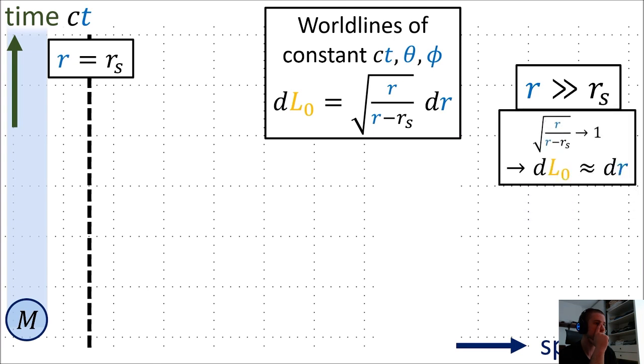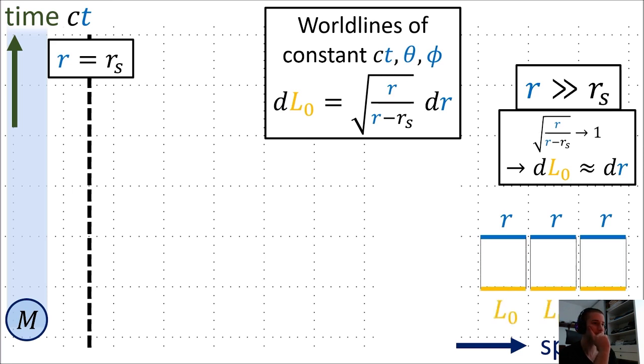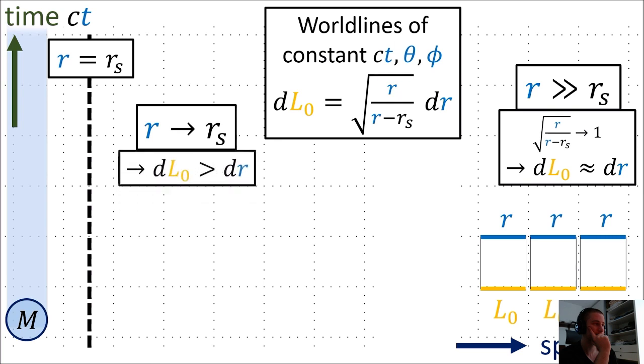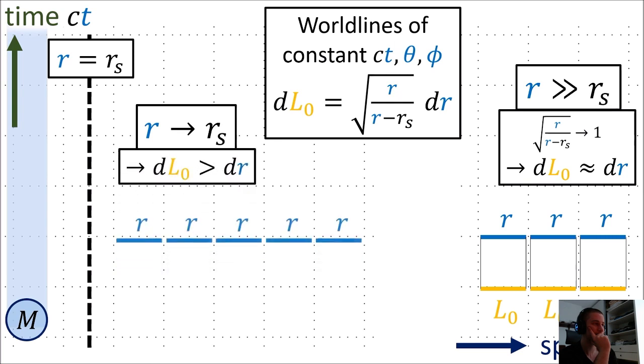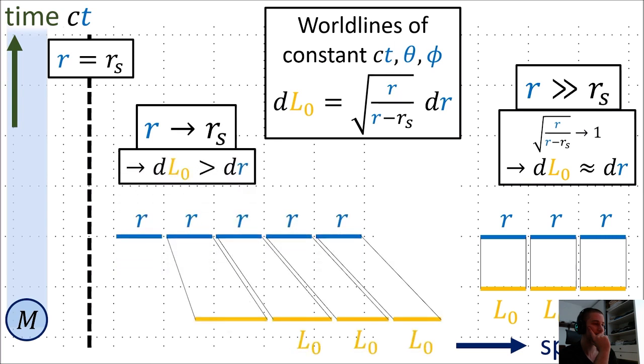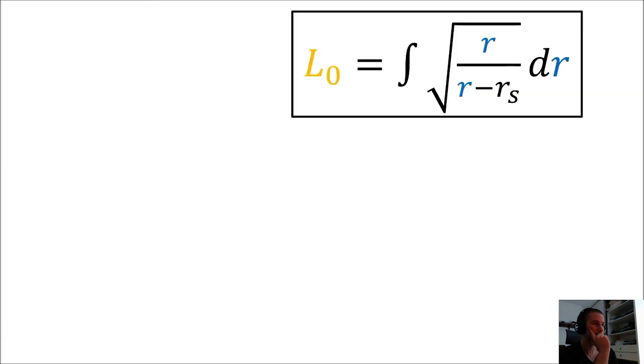So far enough away from the mass, the r-coordinate difference between two points is equal to the proper length between those two points. But as we get closer and closer to the Schwarzschild radius, this conversion factor gets larger and larger, meaning 1 unit of r corresponds to more than 1 unit of proper length. This means that the region of our spacetime diagram that's close to the Schwarzschild radius contains much more physical space than the region far from the Schwarzschild radius, even though it doesn't look like it on our spacetime diagram. We can see this concretely if we actually compute this integral.